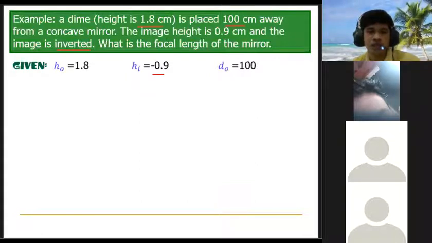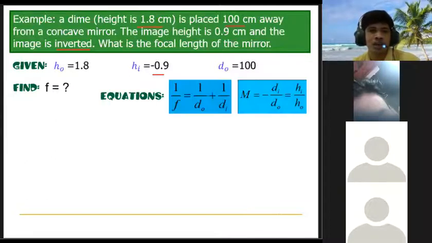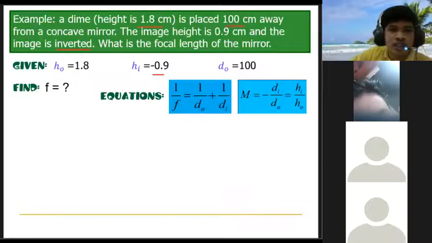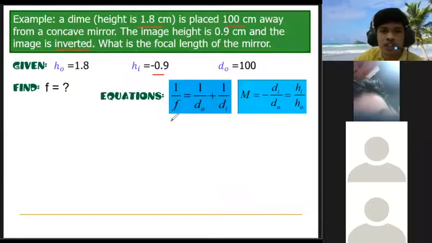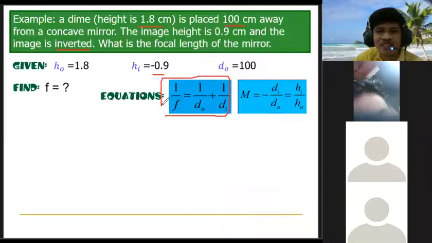So you're going to solve for F. How do you do that? Since you're just going to solve for F, just use the mirror equation. Let's try using this one, same problem and same process.